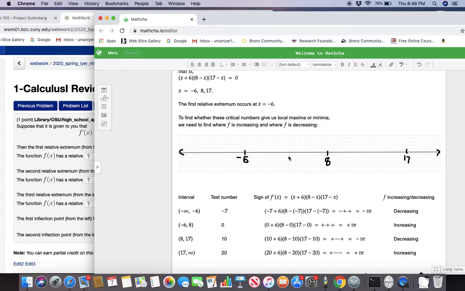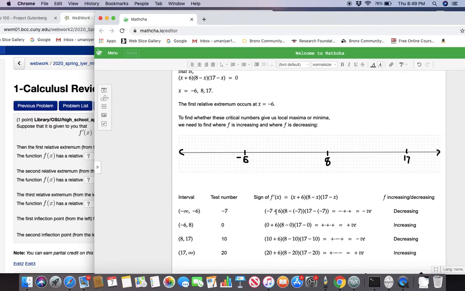Then choose any test number here. I've chosen 0. 0 is usually easy to work with. Choose something here. I've chosen 10. Choose something here. I've chosen 20. Plug these numbers into the derivative function. Okay? We don't care about the value. We care about the signs.